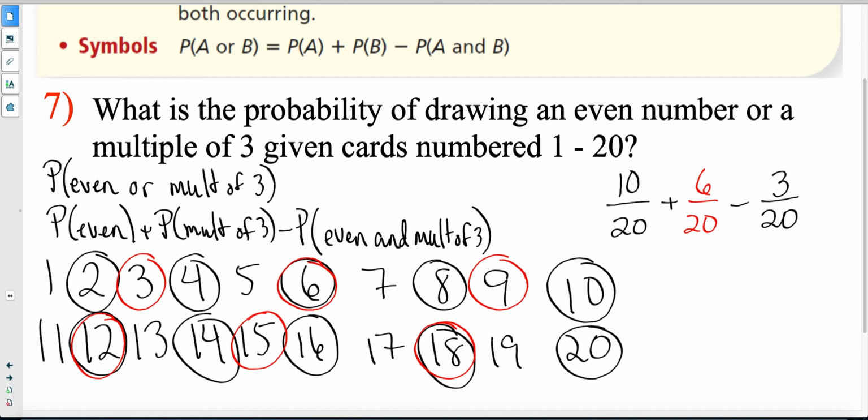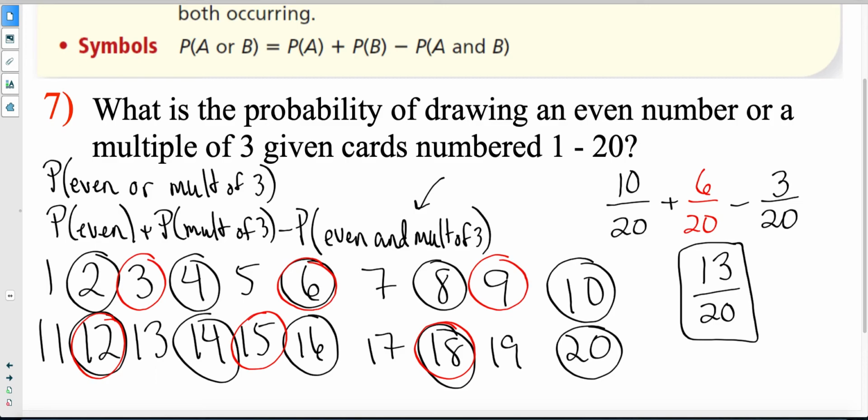All right, so let's go ahead and add these together. So 10 out of 20 plus 6 out of 20 is 16 out of 20. Okay, 16 out of 20 minus 3 out of 20 is 13 out of 20. Okay, so that would be your probability, and you can see hopefully why we have to do this part. You have to take into account any kind of overlap on the numbers.